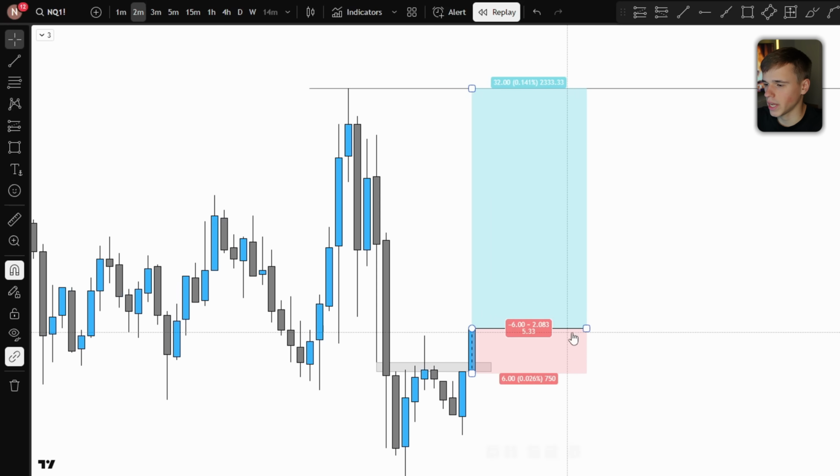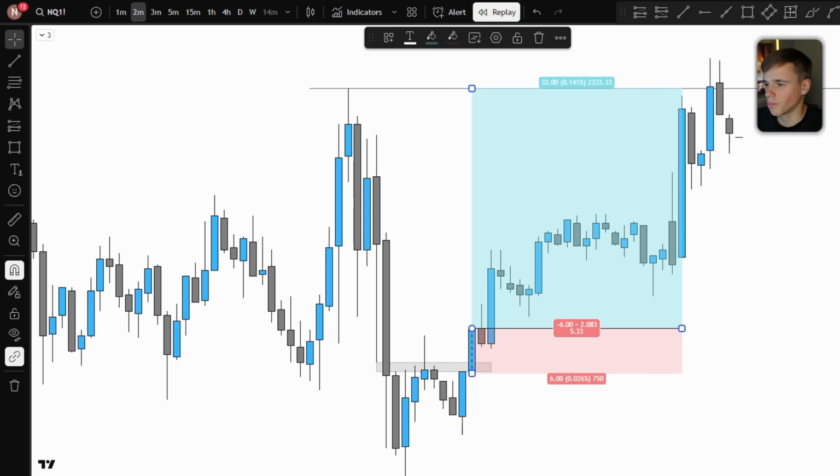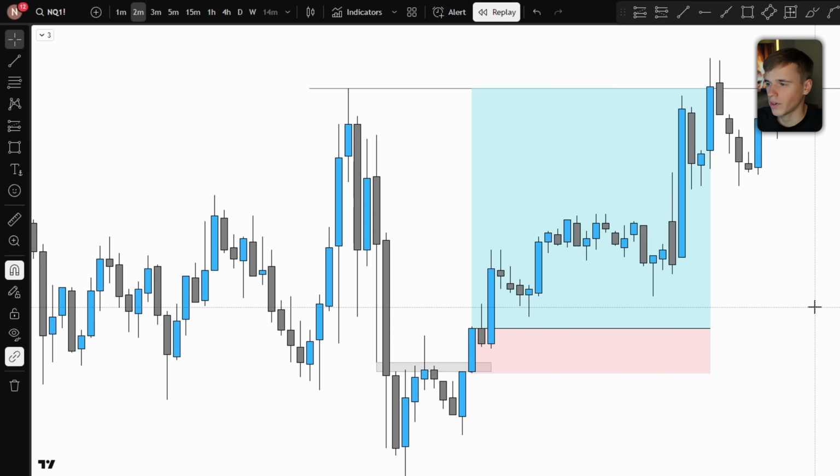So let's see how is it actually going to play out towards the upside. So for right now it's going pretty decent, and there it is actually hitting the full TP for more than 5 risk to reward, which you already know guys is more than $5,000 on a single $100,000 funded account.